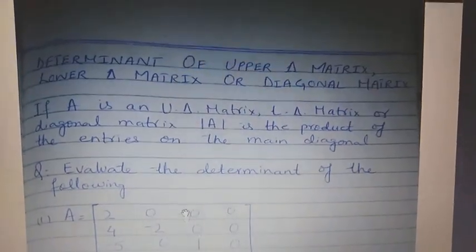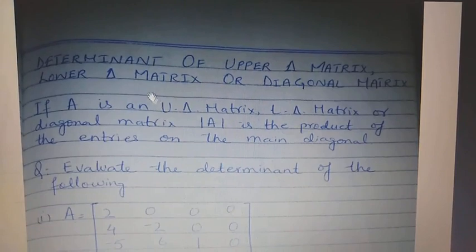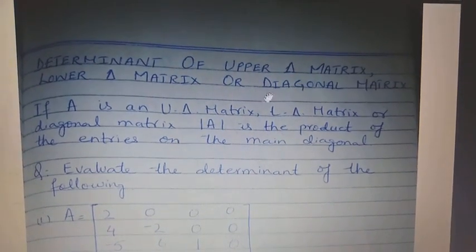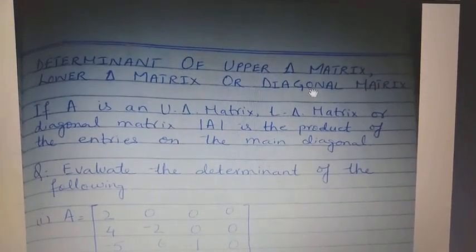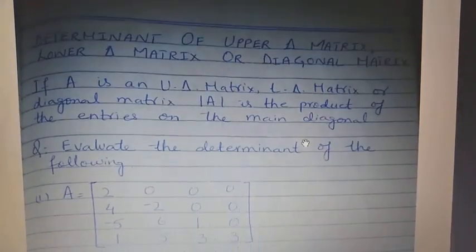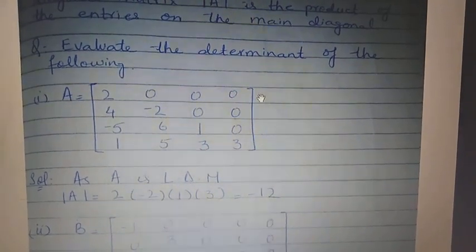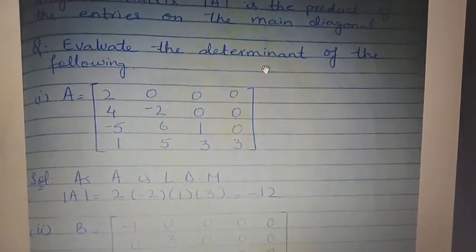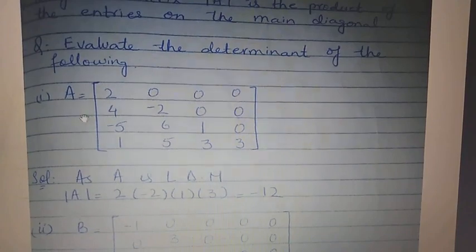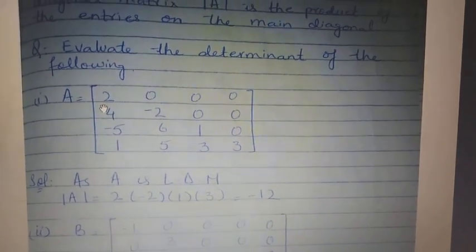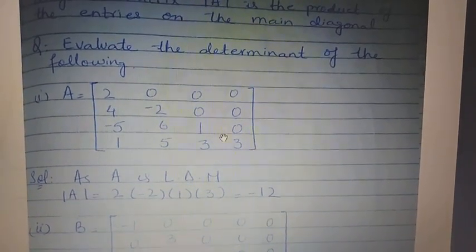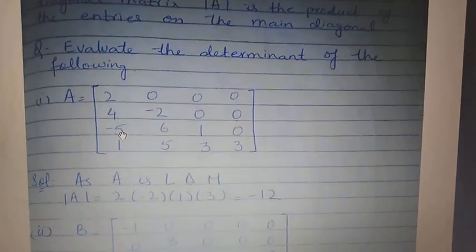Next, the topic is how to find the determinant of an upper triangular matrix, lower triangular matrix or diagonal matrix. So we'll start with the question. Here matrix A is given, which is a square matrix, and you are asked to find the determinant of this matrix. As you can see, the non-zero entries lie below the diagonal. So this is a lower triangular matrix.